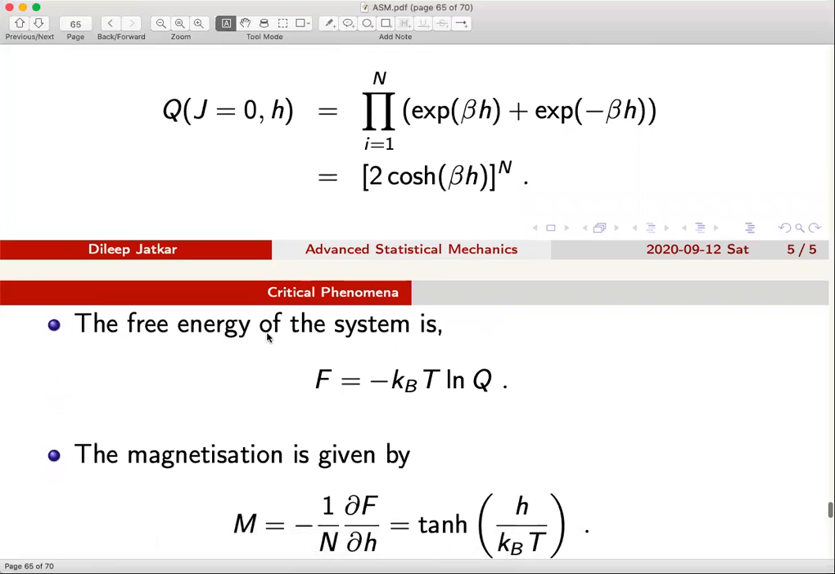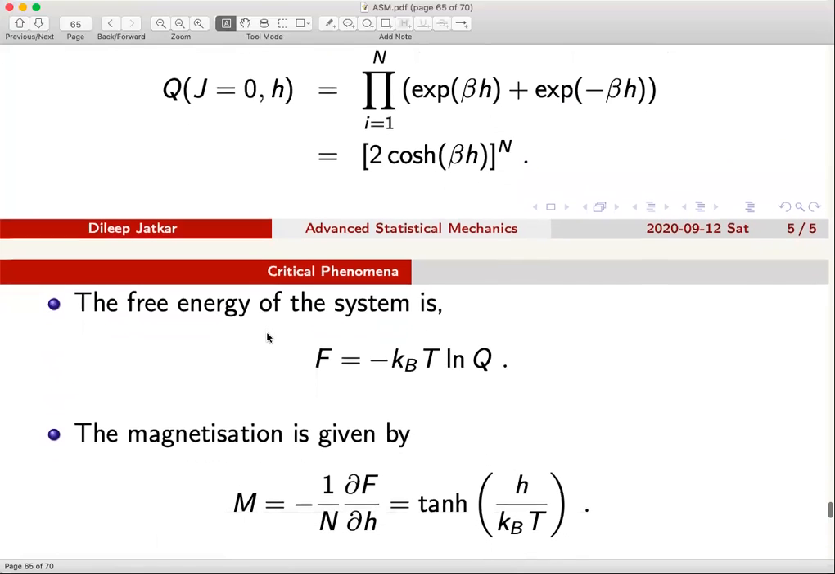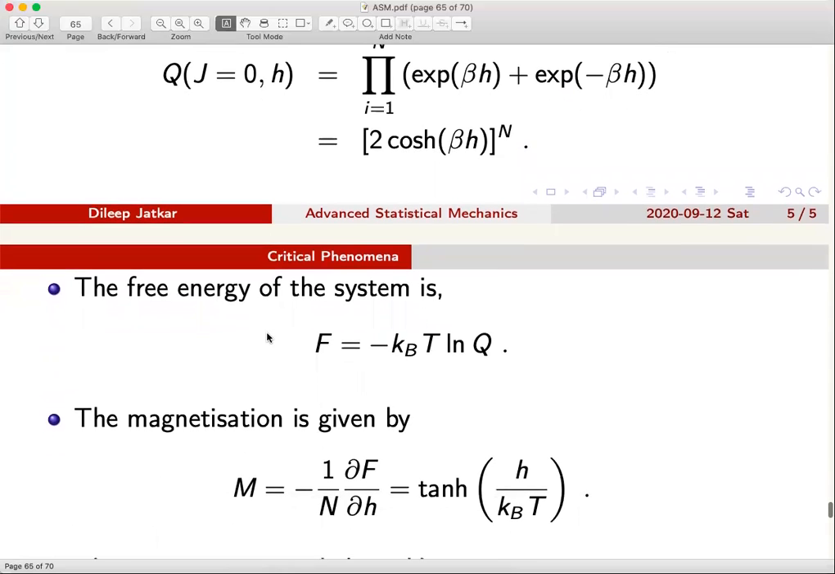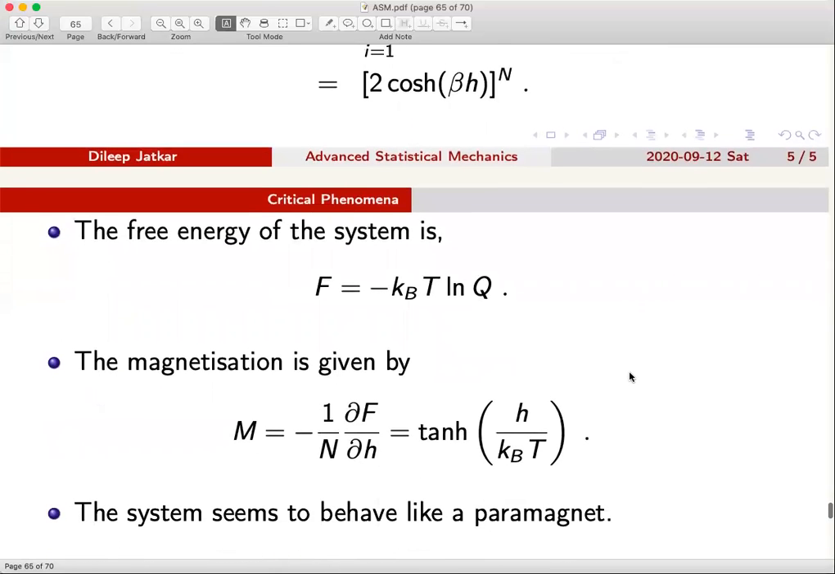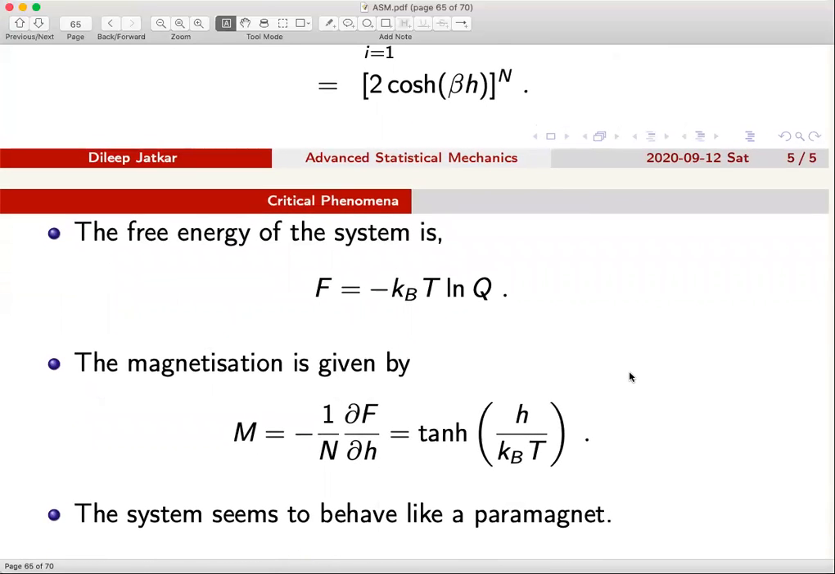Now, of course, there is no surprise here. We have simplified the model to such an extent that we can really exactly solve the system. But nevertheless, there is something to learn from this answer. And what we learn from this answer is that the system actually behaves like a paramagnet. So how do we see this?